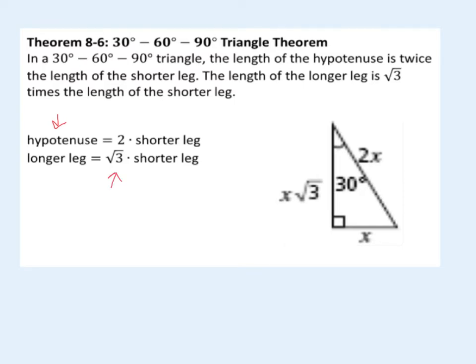Now when you're looking at this picture, there's a 30, there's a 60, and there's a 90. Always straight across from your 30, this is always going to be your shortest leg. So this would always be in the format of x, because again, the ratio doesn't change. And the medium leg is always x square root 3. And my long leg is 2 times my short leg. So again, it's the same ratio, and the shorter leg is always straight across from 30.